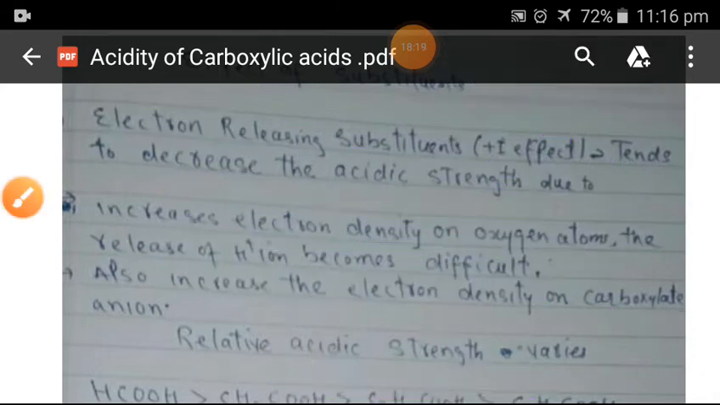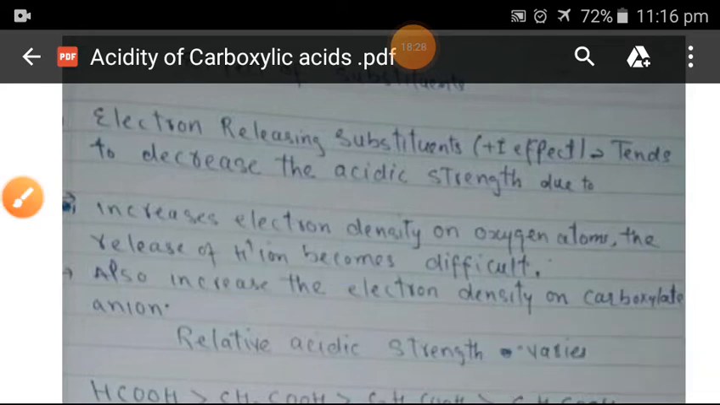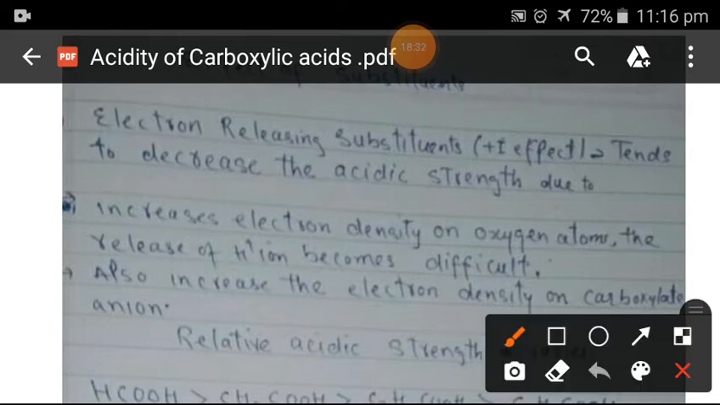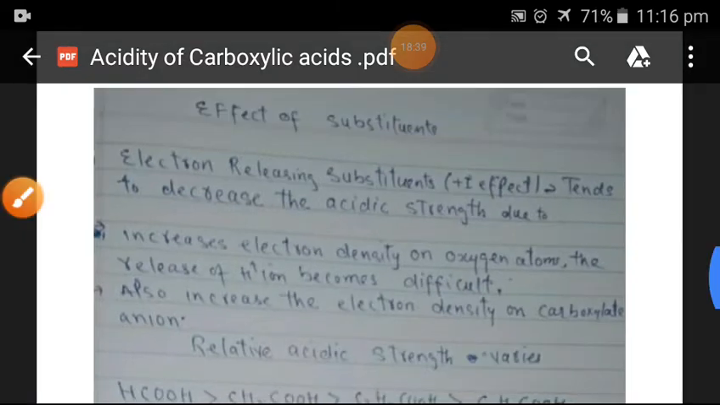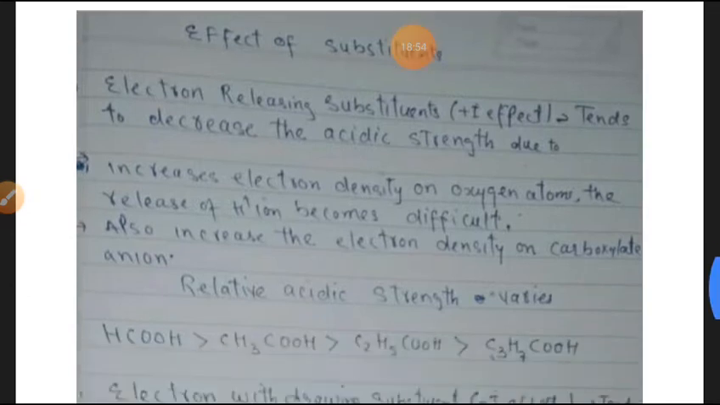Clear? So there are two reasons. The first reason is that the electron density increases on the oxygen atom, as a result of which the H positive ion becomes difficult to release. Second, it also increases the electron density on the carboxylate anion, which decreases its stability. Clear? So plus I inductive effect groups, when present on a particular acid, tend to destabilize it and decrease its acidic strength. The more electron releasing substituents, the less will be its acidic strength.